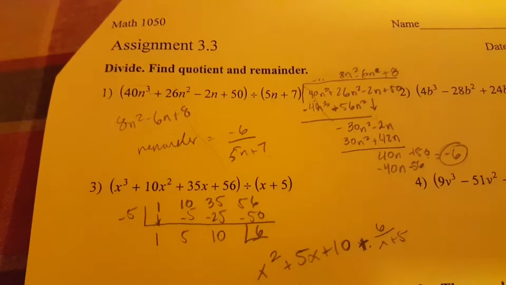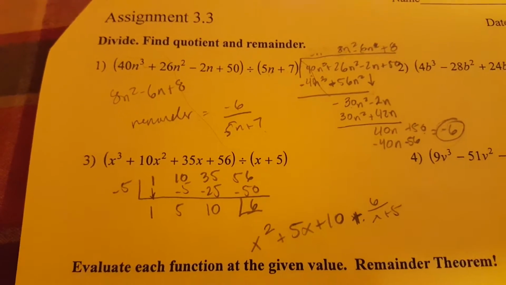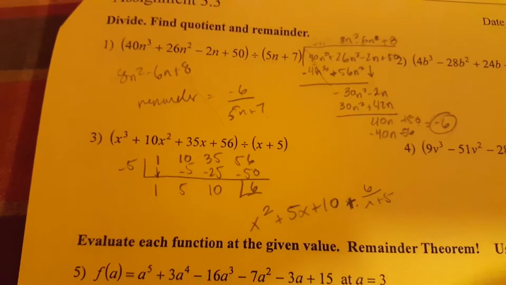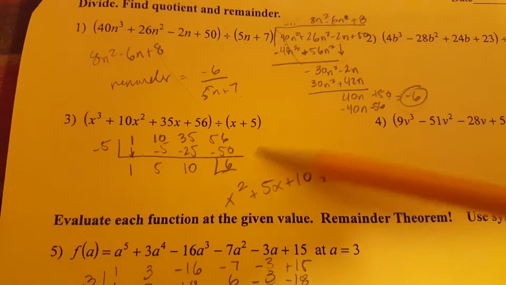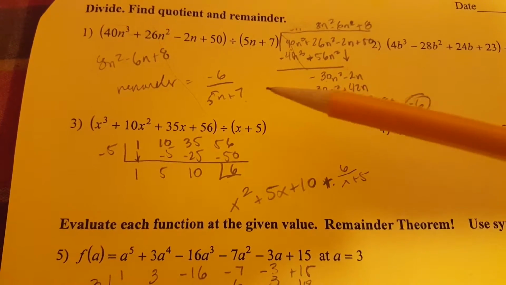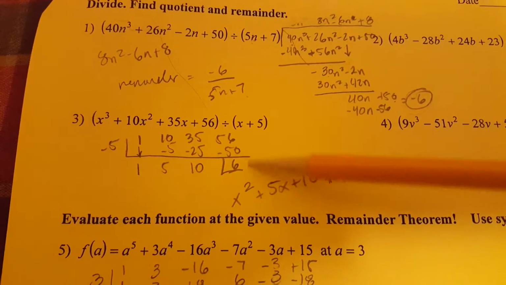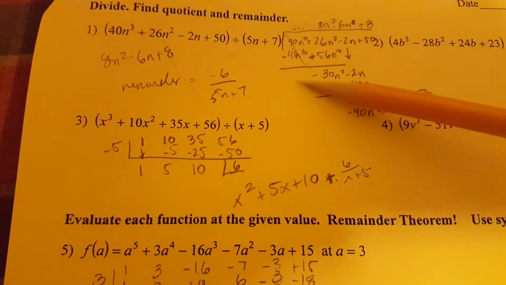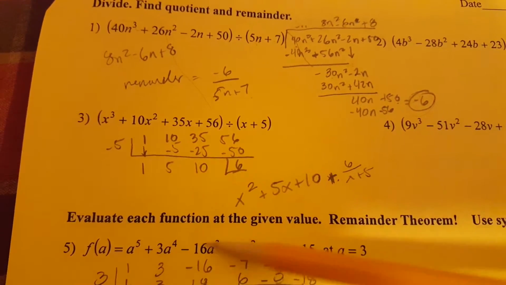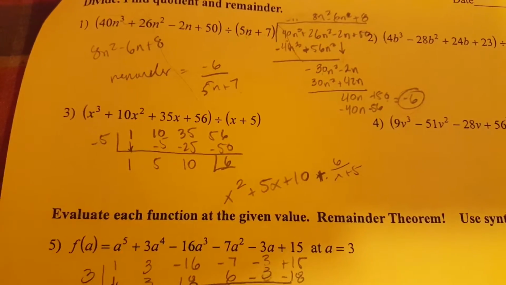So now we're still on 3.3, finding the quotient and remainder. Now this is a different way to do it, but it's synthetic division, right? So this is the answer. I just want you to be able to see that. And now I'm just going to work it out.